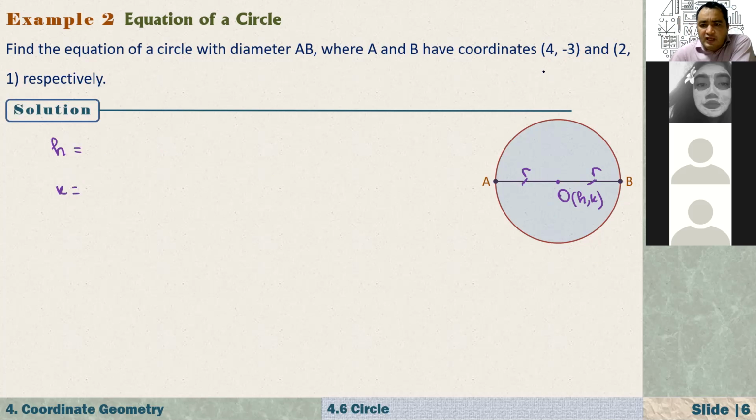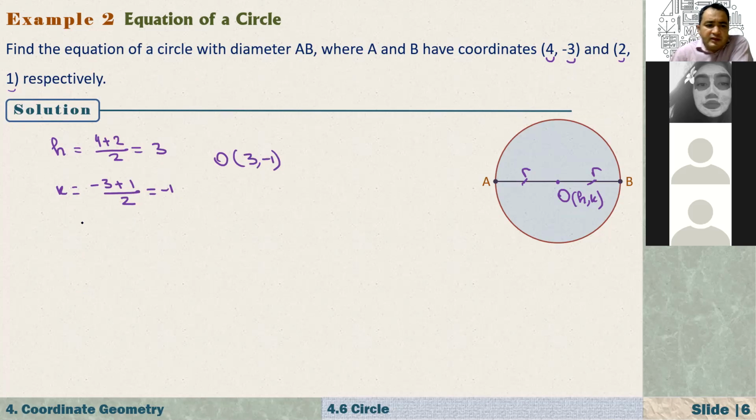What is h? h is (4 plus 2) over 2, that is (x1 plus x2) over 2, which is equal to 3. And how about k? (-3 plus 1) over 2, which is equal to -1. So now we know the center of the circle, that is (3, -1).